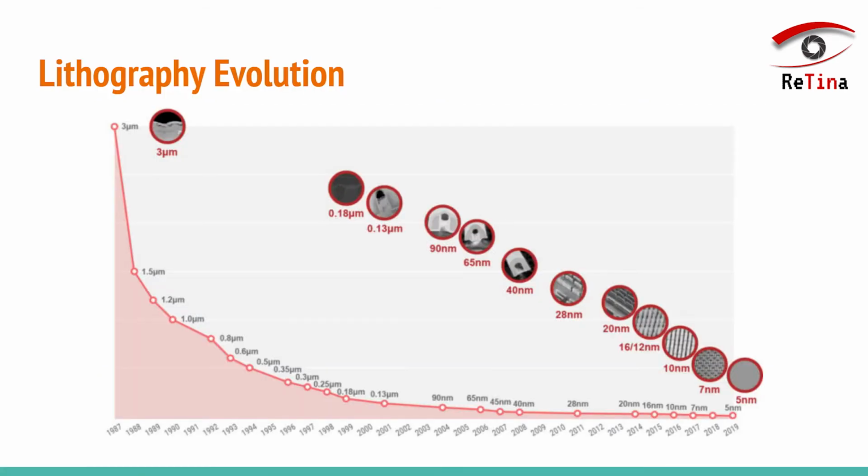Modern lithography depends on more power on a smaller footprint. Over here you can see lithography evolves from 3 micrometers all the way to 5 nanometers today. It's a giant leap forward, but it all depends on the same concept: more power on a smaller footprint.